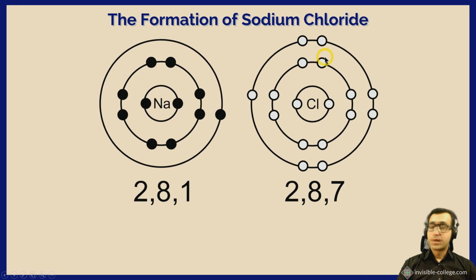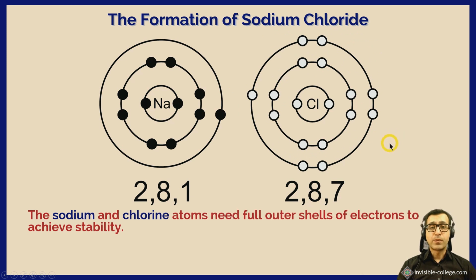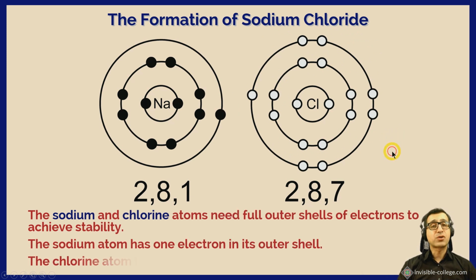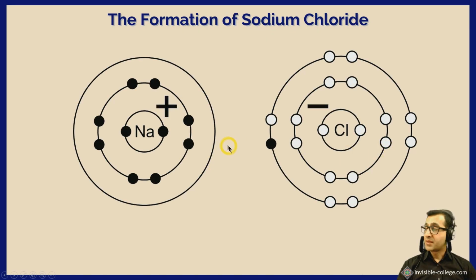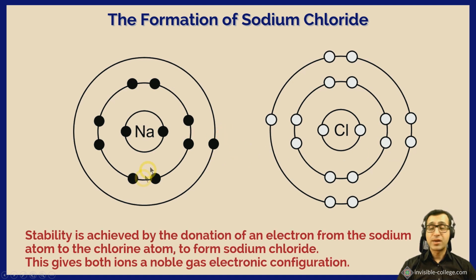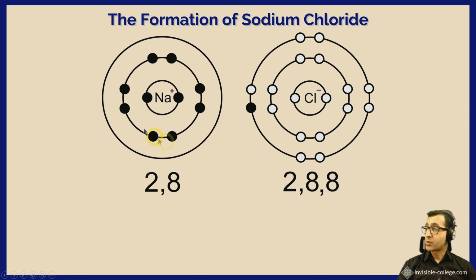So, now using this notation, we can say that the sodium atom starts off with an electron configuration of 2, 8, 1: 2 electrons in the innermost shell, 8 electrons in the second shell, and 1 electron in the outermost shell. The chlorine atom starts with a configuration of 2, 8, 7: 2 in the first shell, 8 in the second shell, and 7 in the outermost shell. And so the sodium atom will lose 1 electron to the chlorine atom for this reason. And then when this happens, the ions that are formed have the configurations 2, 8 for the sodium ion and 2, 8, 8 for the chloride ion.